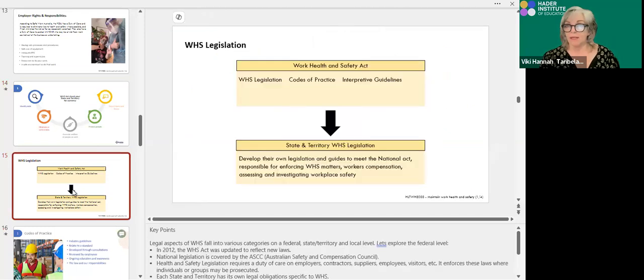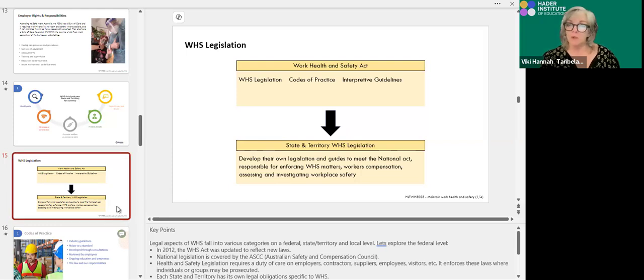Here we have the workplace health and safety legislation, codes of practice, interpretive guidelines, state and territory. We've covered a little bit around that. So the next updates were done in 2012, the federal law, but there's lots of changes. When do they happen? Usually with a change of government, there's amendments. So always stay on top of that.